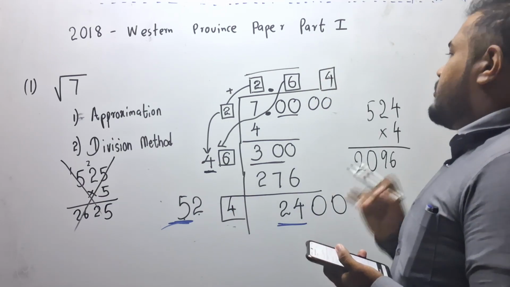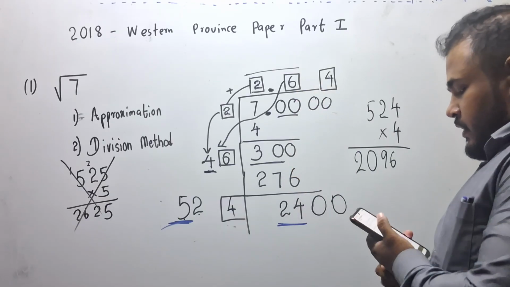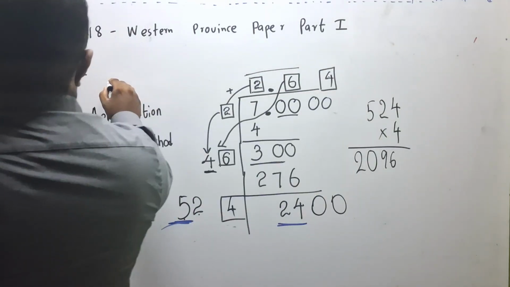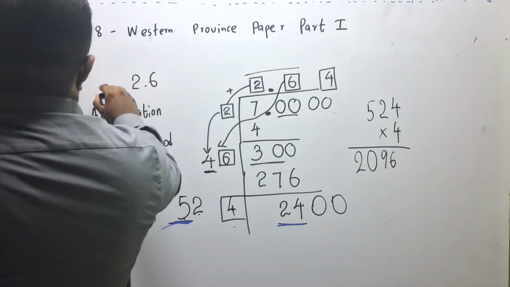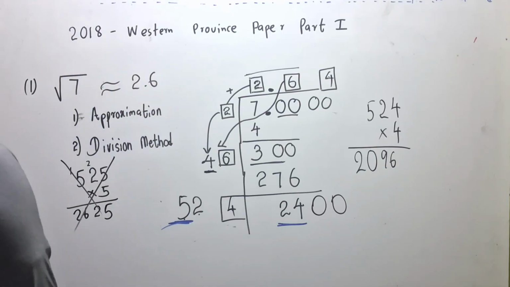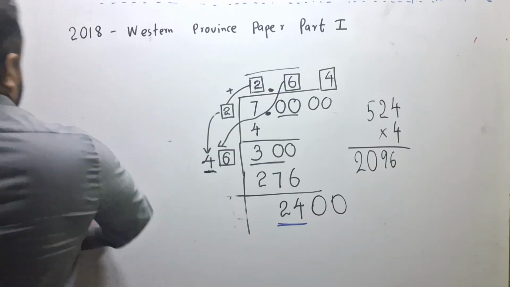If they ask for 2 decimal places, you can use the division method and do it. Okay. So that's the answer for the first question. So the answer is 2.6. It's approximately equal. But you have to underline here. 2.6 is the answer. Then question number 2.